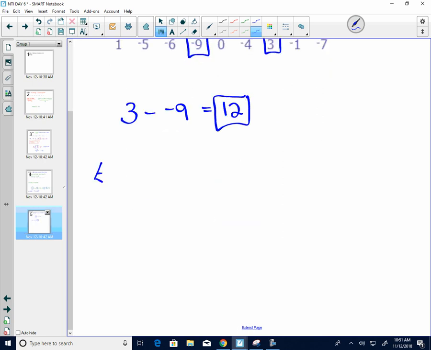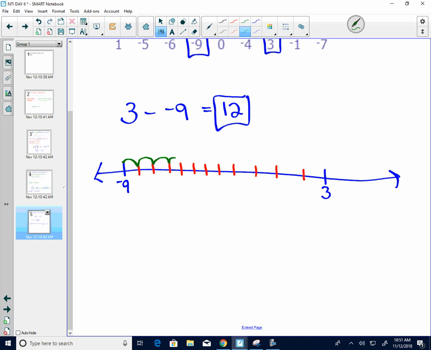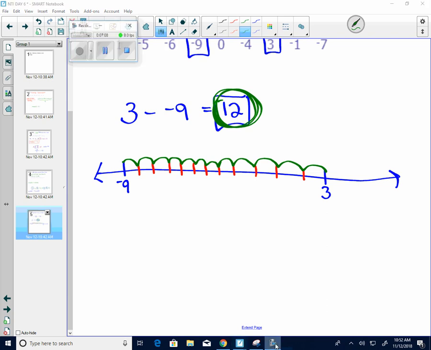Because if we were to draw this out on a number line, negative 9 is here, 3 is down there, and we say that's negative 8, negative 7, negative 6, negative 5, negative 4, negative 3, negative 2, negative 1, 0, 1, 2, and 3. If we count these spaces, that is 1, 2, 3, 4, 5, 6, 7, 8, 9, 10, 11, 12. There are 12 spaces between those numbers. Alright, so that is in summary our mean, median, mode, and range.